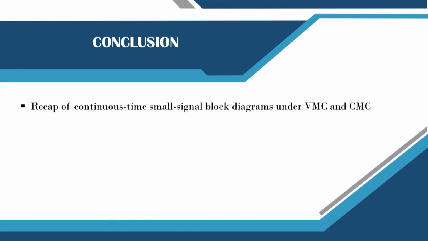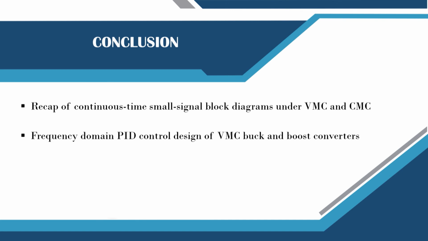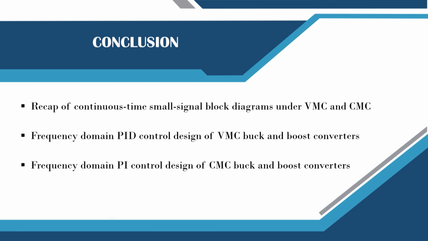So, in summary, we have recapitulated our continuous time small signal block diagram. We have discussed the frequency domain PID controller design for voltage mode control and current mode control boost converter. We have discussed frequency domain PI controller design for current mode control buck as well as the boost converter, and we have also discussed some key design steps for analog voltage mode and current mode control.